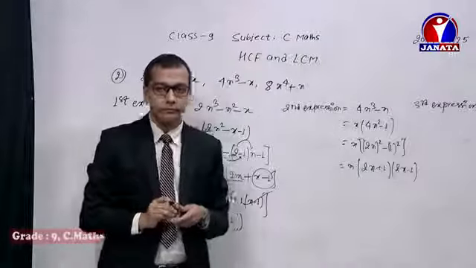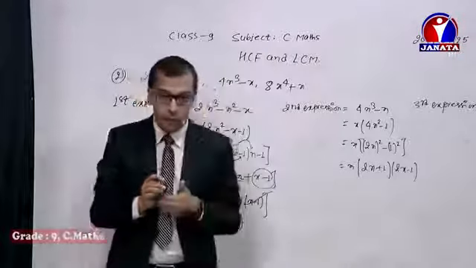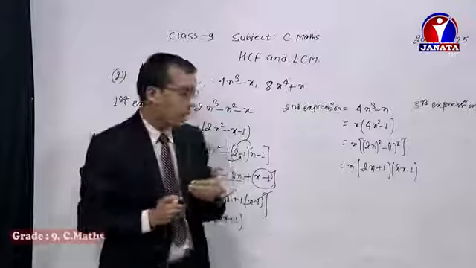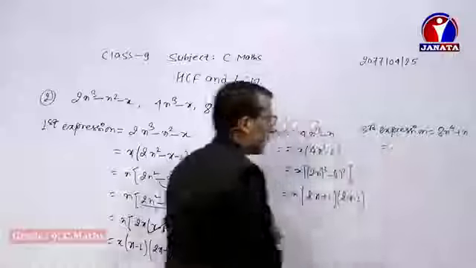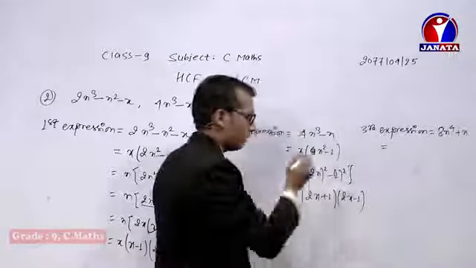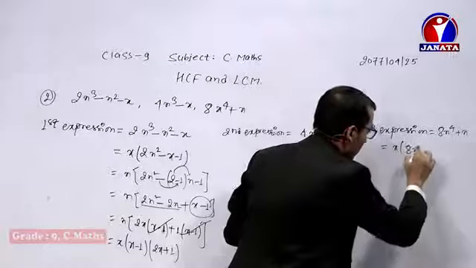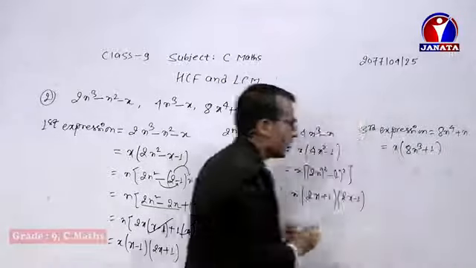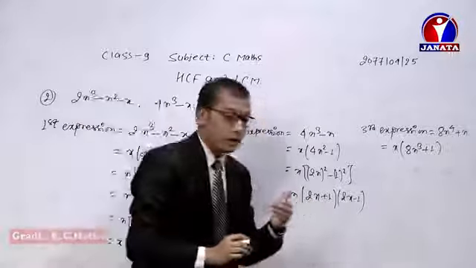What is the first step? In the first step of factorization we take common if there is any common factor. So what is common from 8x power 4 plus x? We can take x common. So 8x cube plus 1. These two terms are remaining.